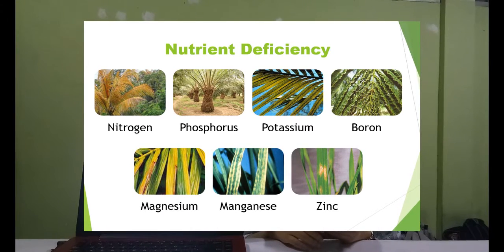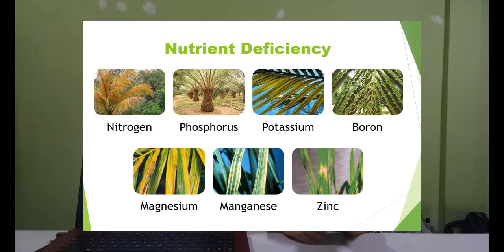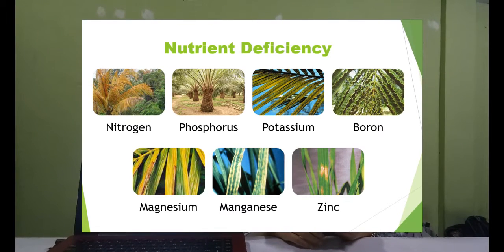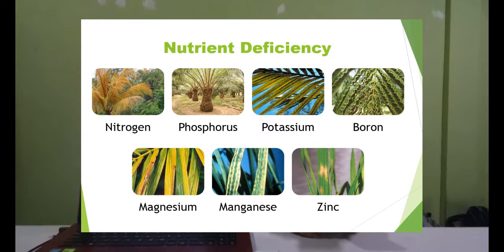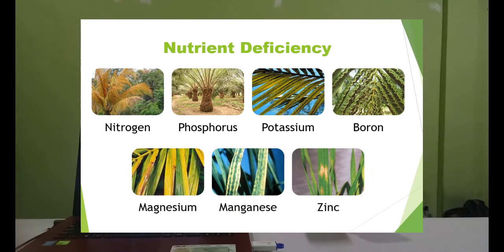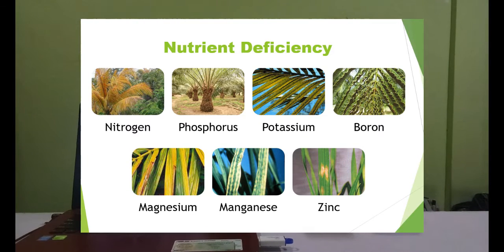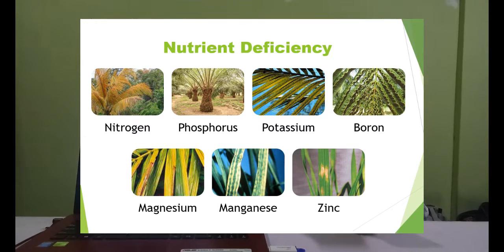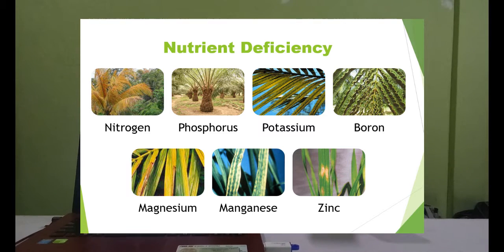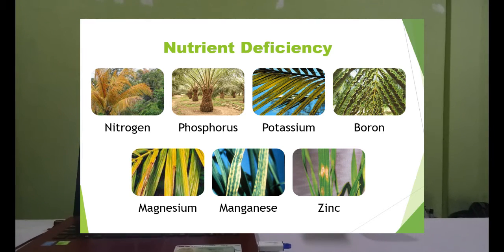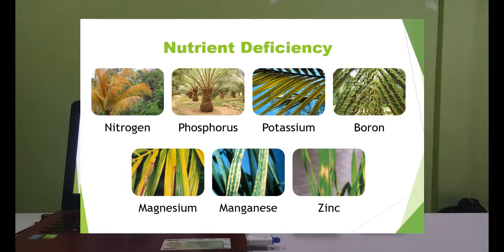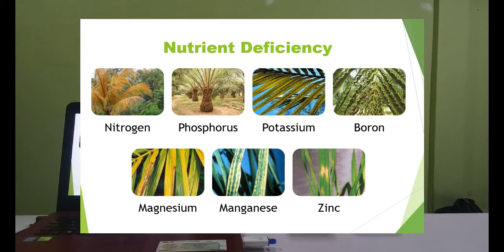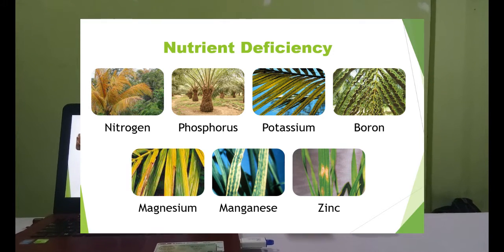So the next one, we are going to talk about the phosphorus nutrient deficiency. Phosphorus deficiency will not produce leaf symptoms in oil palm. However, the trunk will become narrow and tapered, taking a pyramid shape. And the next one is potassium. Potassium is the most needed nutrient by trees, so the lack of potassium will cause a progressive decline in yield as well as plant health, and will lead to orange spotting in the leaf.